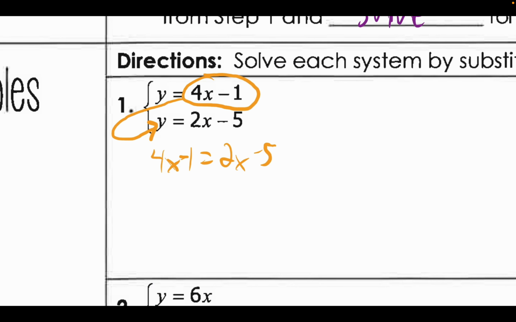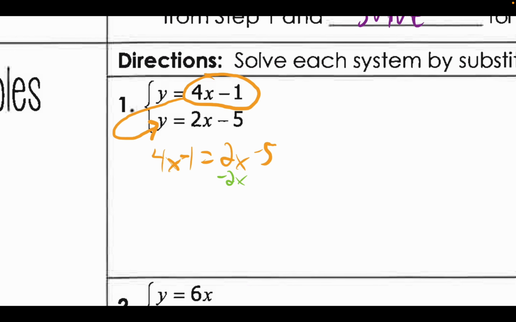I have x's on both sides, so I'm going to subtract 2x from each side because I always like to move the smaller of my two variable terms, just like we did back in Unit 2. And I get 2x minus 1 equals negative 5. Now if I add 1 to both sides, I get 2x equals negative 4. If I divide by 2 on both sides, I get x equals negative 2.